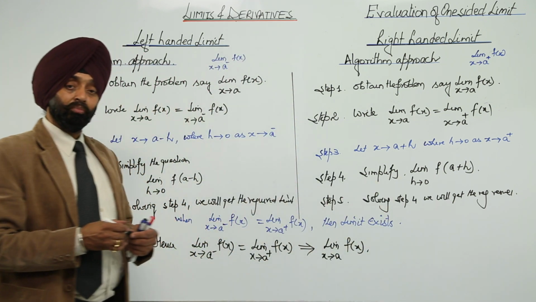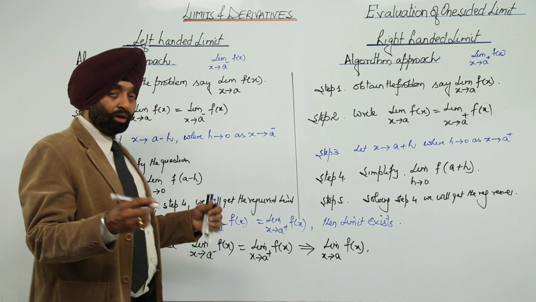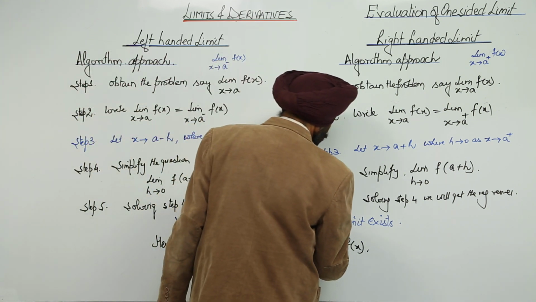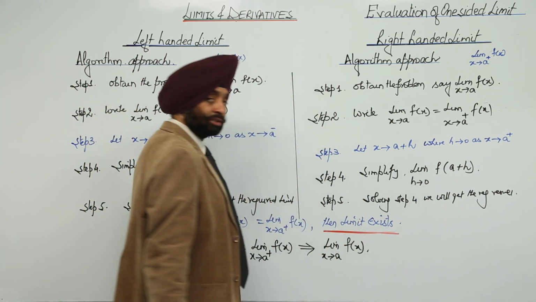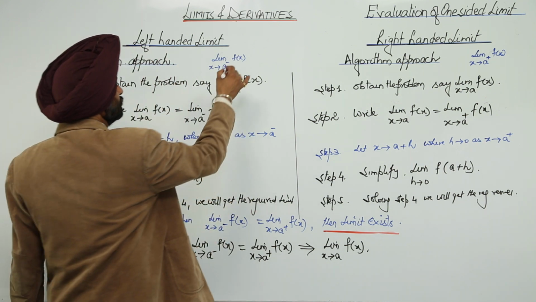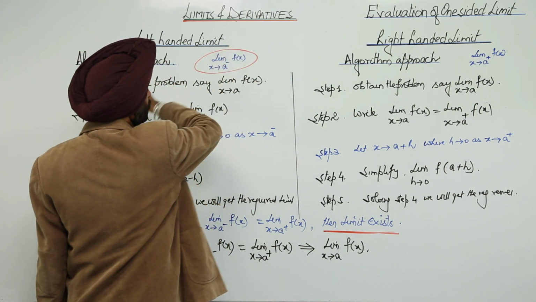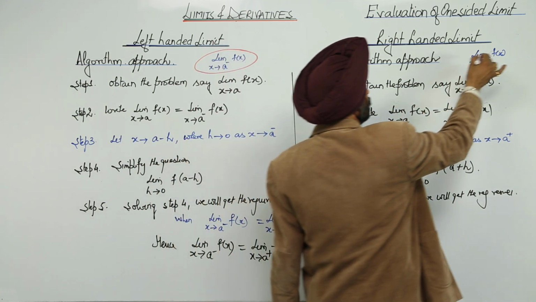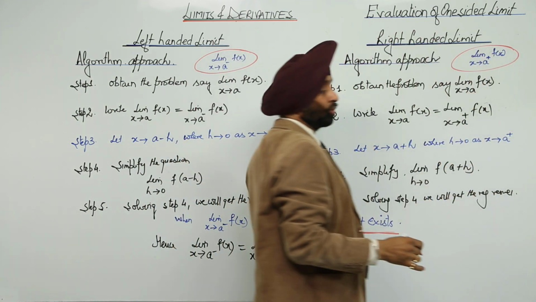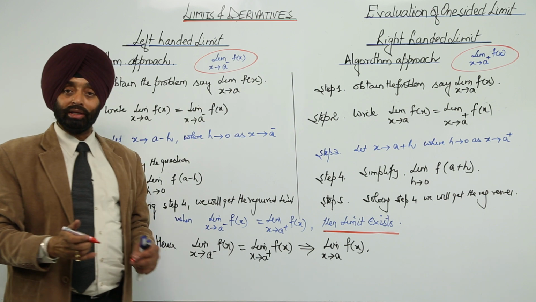Okay, so the main thing right now is that for the limit to exist, remember these two things, this one and this one. This is a very, very, very important concept. Now, I am going to give you an example for this.